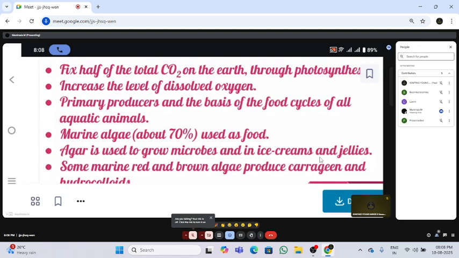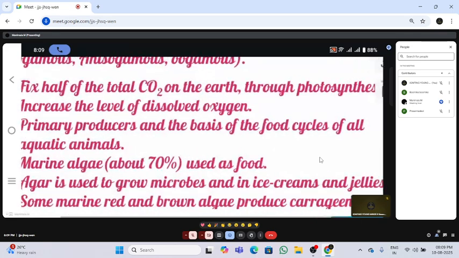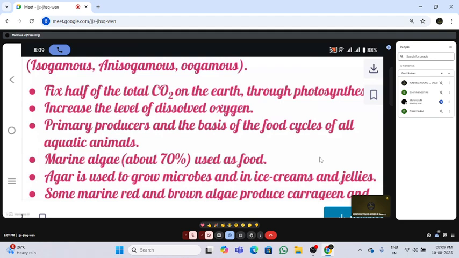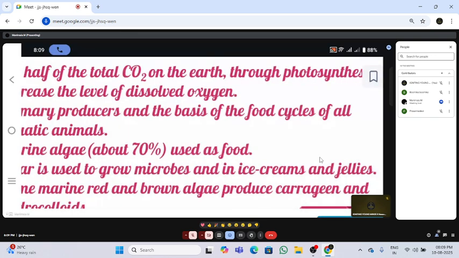Next we go to the classification of algae, and an additional point is also given. Algae fix half of the total carbon dioxide on the earth, which is why I said 90% of global photosynthesis takes place in algae. They also increase the oxygen level. Since majority live in water bodies, they produce more oxygen and increase the dissolved oxygen in the water, which is very helpful to fishes.